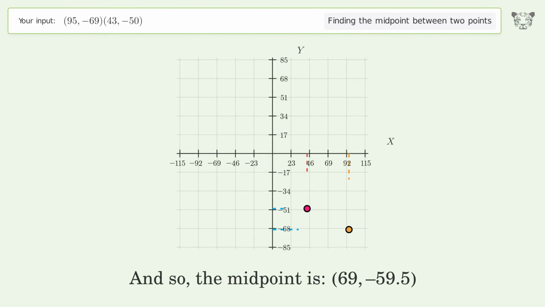And so, the midpoint is 69, negative 59.5.